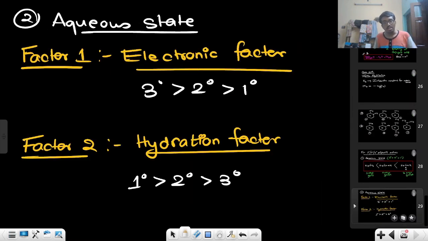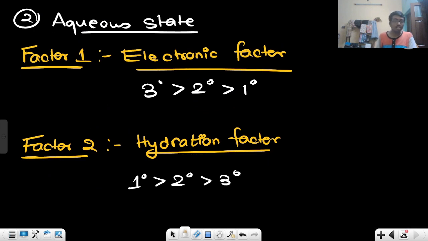So now we are coming back here. If we consider the hydration factor, then 1 degree will form the maximum number of hydrogen bonds, 2 degree will form a little lesser number of hydrogen bonds, 3 degree will form very minimal. Now if I have to come to a conclusion about the order in aqueous state, I cannot come to a conclusion.